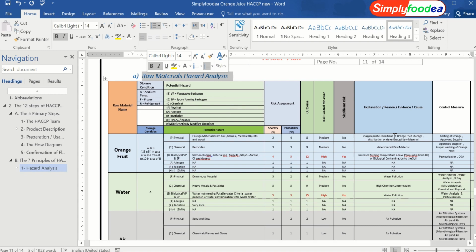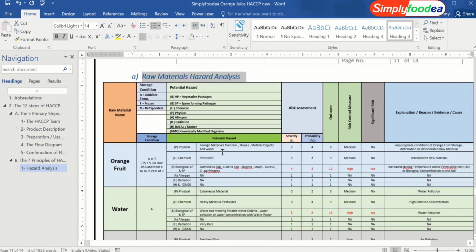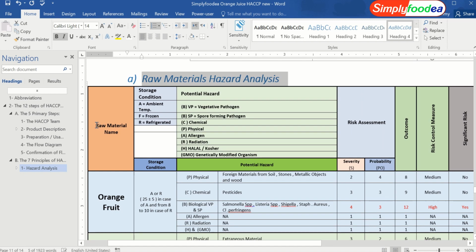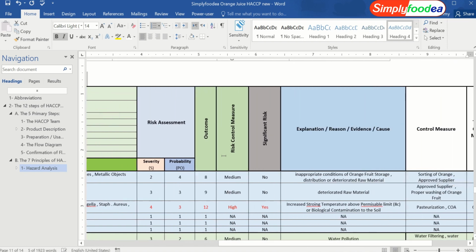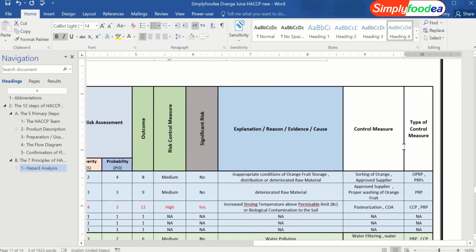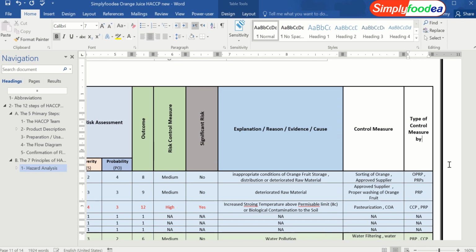So when we make it for the raw materials, we have trained ourselves to make the table: the raw material name, the storage condition, the potential hazard, the risk assessment, and the outcome, which is the total of the multiplication of the severity by the probability, the risk control measure, the significance, whether it is a significant risk or not, the explanation or the reason, and the control measure, and the type of control measure. We can mention here also by process.